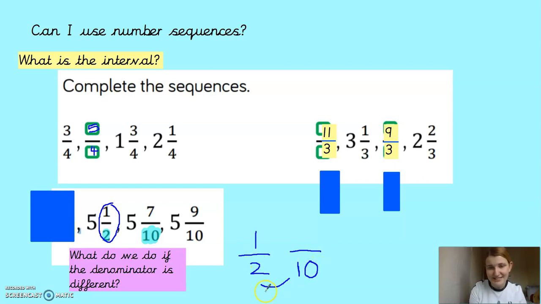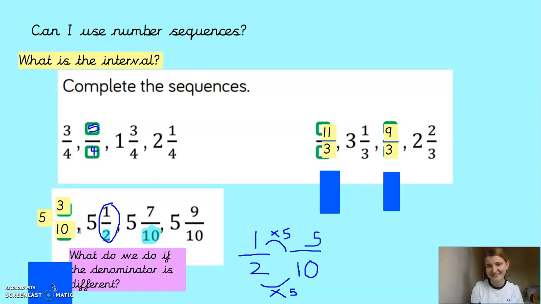2, if I'm turning it into 10, I'm going to be multiplying by 5. So I do the same to the bottom as the top. That will be 5 as well. 1 times 5 is 5. So actually, I've got 5 and 5/10, 5 and 7/10, 5 and 9/10. So can you guess what this one would be? 2/10 less. It's going to be 5 and 3/10. Okay.